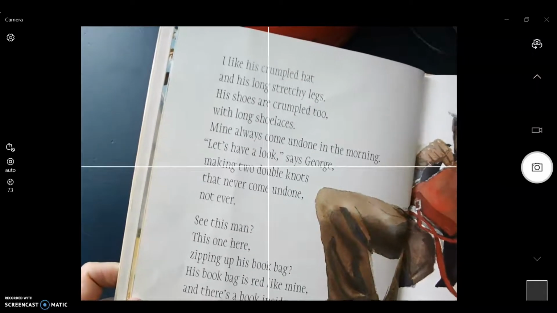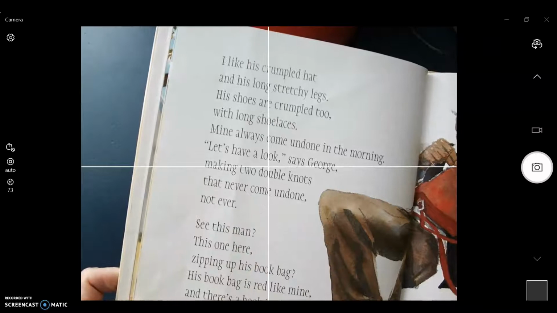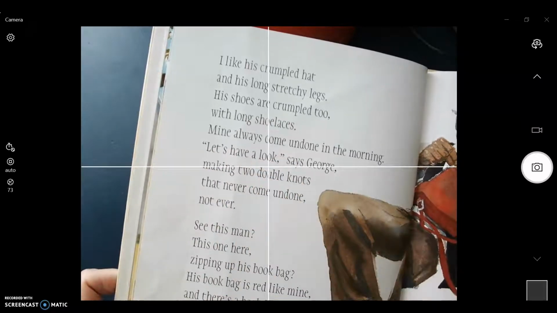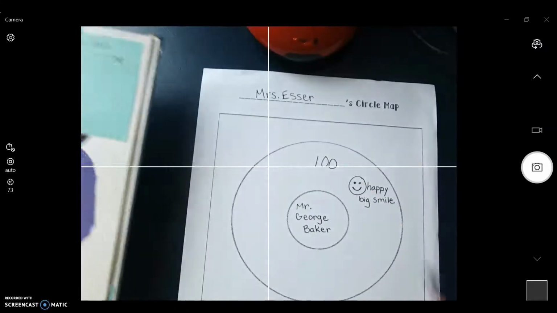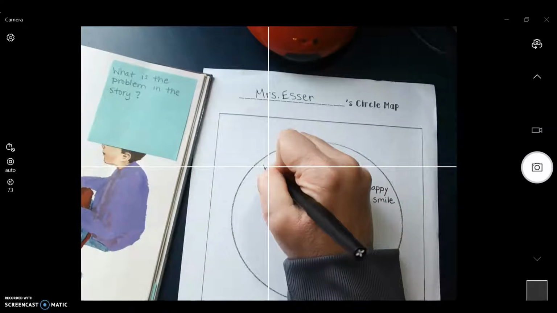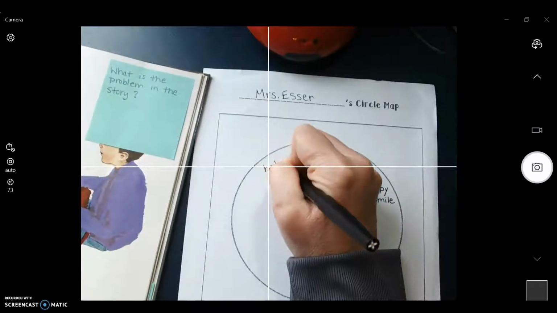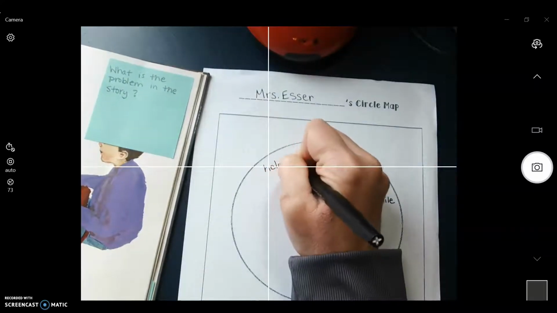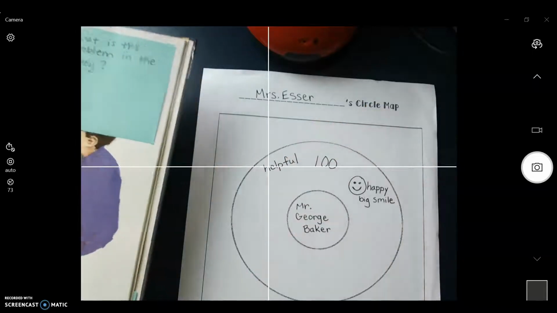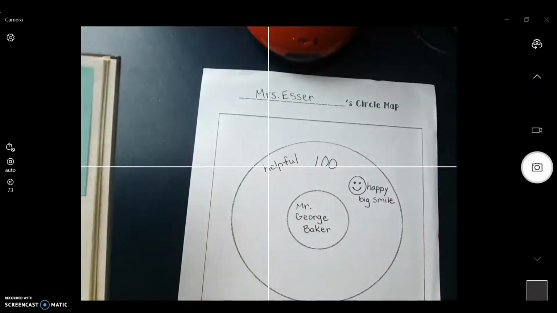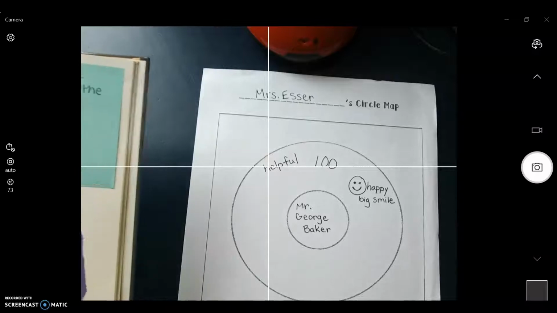Now, there's an example on this page of George helping Harry. George helps Harry tie his shoes. He puts them in double knots. So I might write on my paper right here that Mr. George is helpful. Helpful. And the example of that would be him helping Harry tie his shoes. Okay, let's go to the next page.